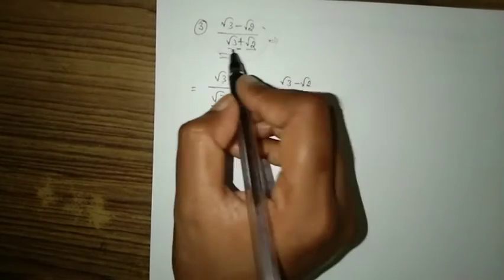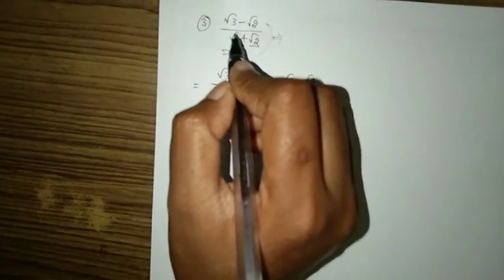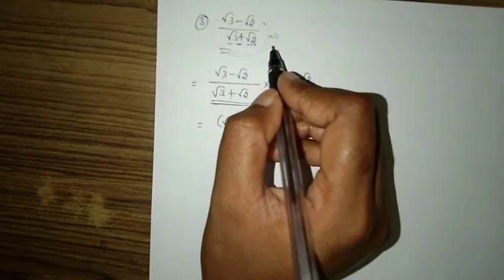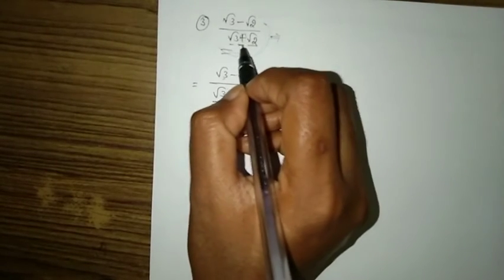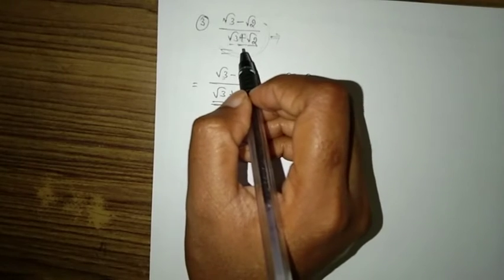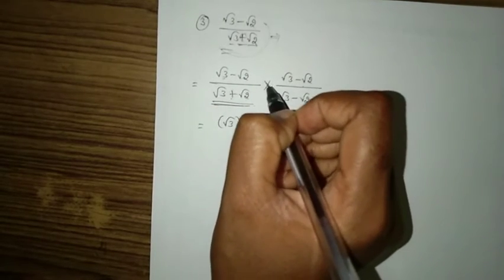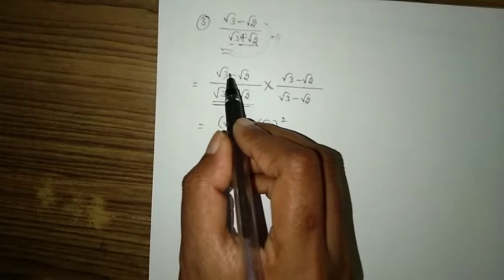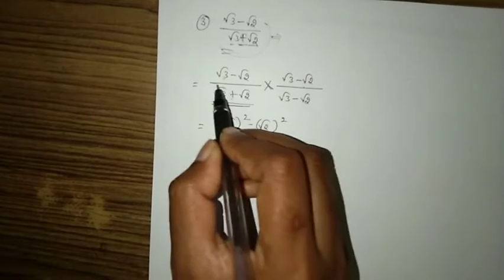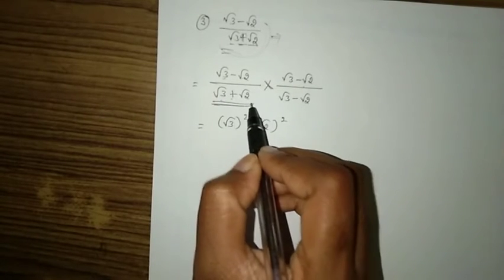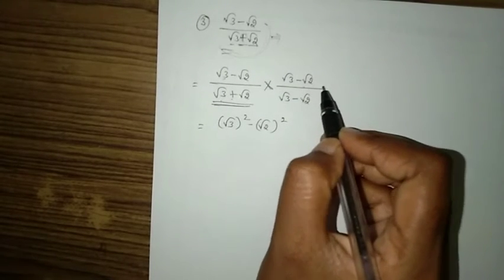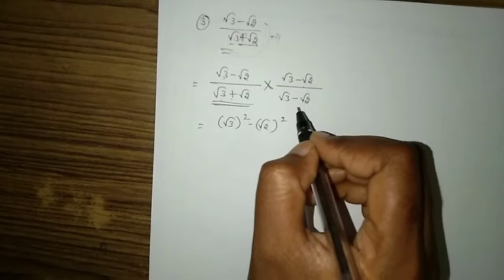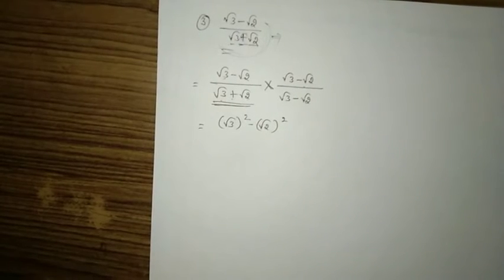So what we have to do, if they give two terms and a sign in between these two terms, we have to change the sign. If here they given plus, we have to change it as a minus in multiplying. Here we write (root 3 minus root 2) divided by (root 3 plus root 2) into (root 3 minus root 2) divided by (root 3 minus root 2). So this is what we have to do.